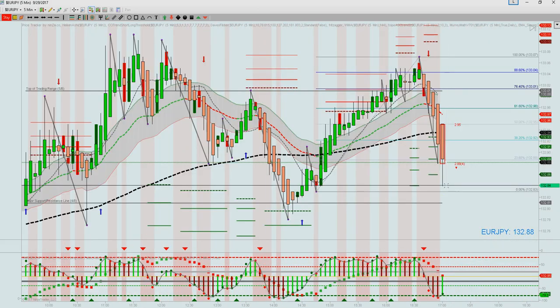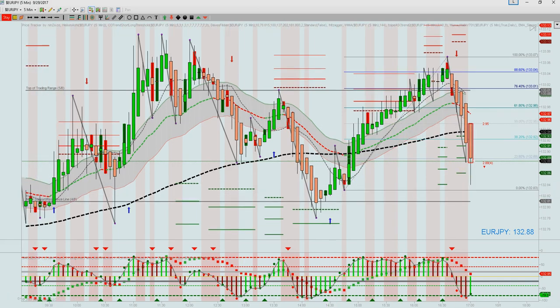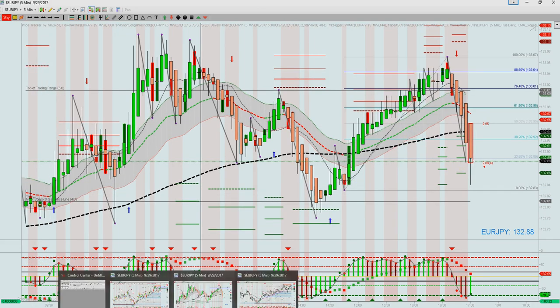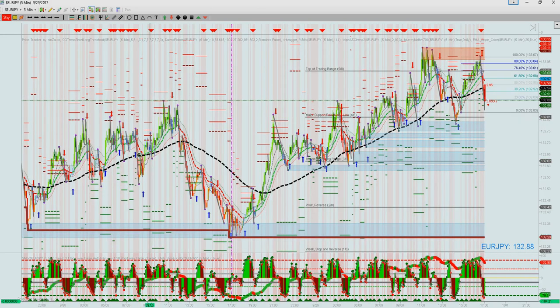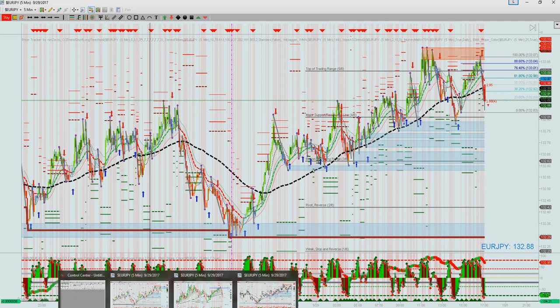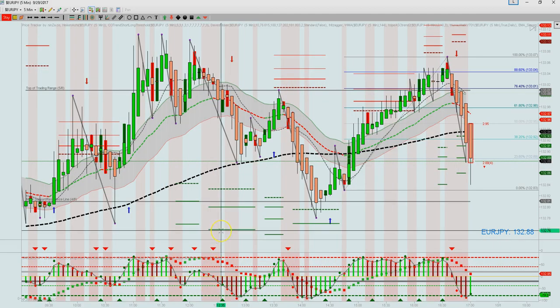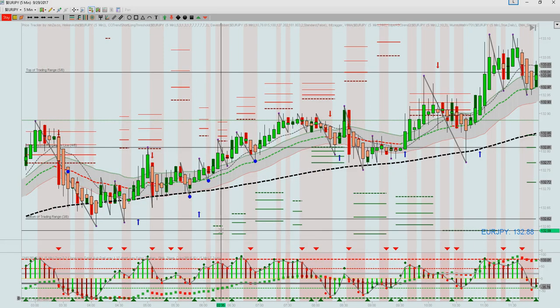Now, here's a rule of thumb. Let me see if I can find another chart. Here's a rule of thumb in selling. Let me go to this chart right here. Now I'll go back to this chart right here. Here's a rule of thumb in selling. Let me take it back.